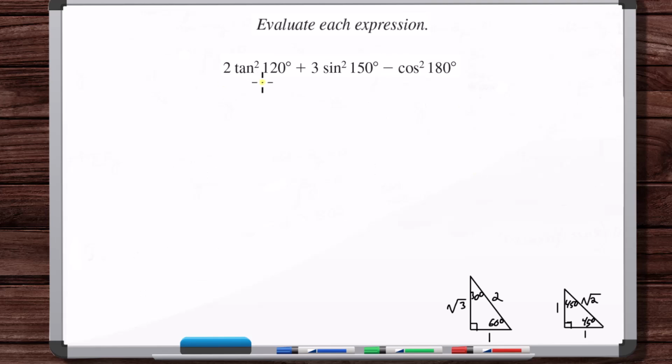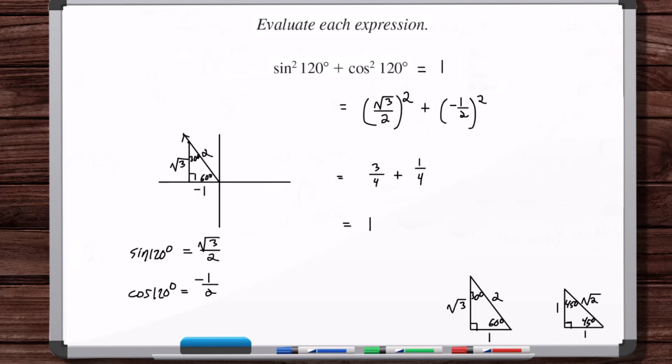Okay, tangent of 120. Let's come back here. What's tangent of 120? Because this is 120, right? Opposite over adjacent, it's -√3.